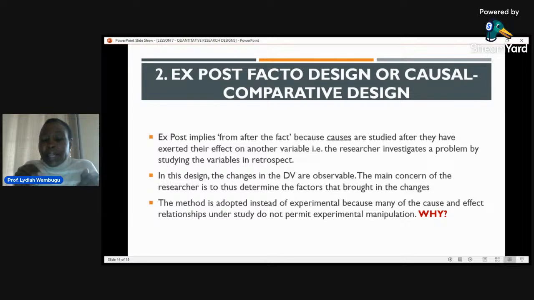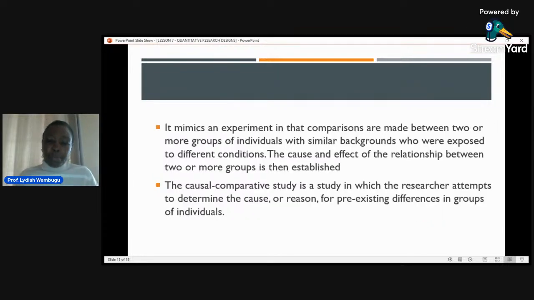So the other point is the differences between these groups will not be brought about by the researcher, because he or she is not the one who is manipulating it. They have already been formed. That is why we are saying that it is adopted in place instead of experimental, because many of the cause and effect relationships under study, they do not permit experimental manipulation.